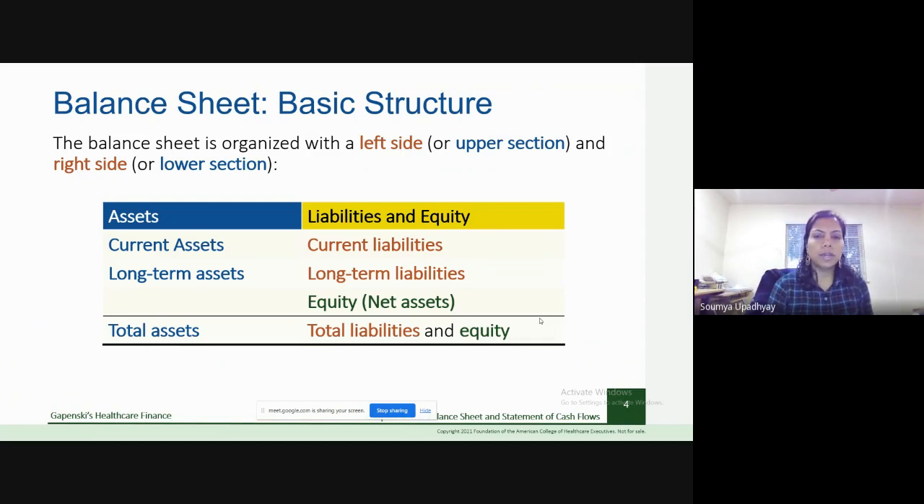So this is where we were. The balance sheet is organized with the left side or upper section and the right side or the lower section. And the right side reports sources of capital that are used to acquire the assets on the left side. So when we are trying to balance it, we mean that the left side should be equal to the right side. And equity is the residual claim against total assets of a business. And this is the equity.